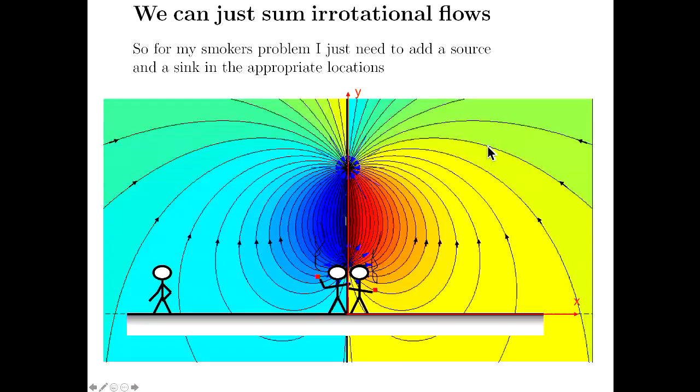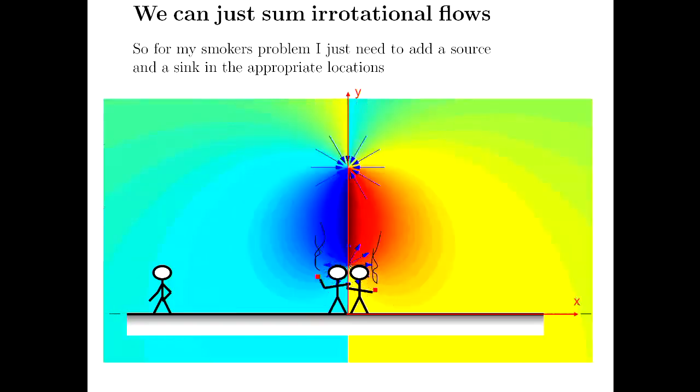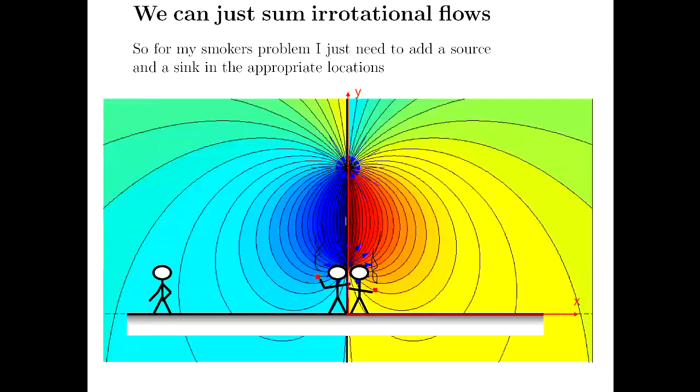what's lines of constant psi? Streamlines. Okay, good. So these are basically my streamlines. And hopefully you can see that flow is coming out here and going in here, and these are the arrows showing the flow direction.